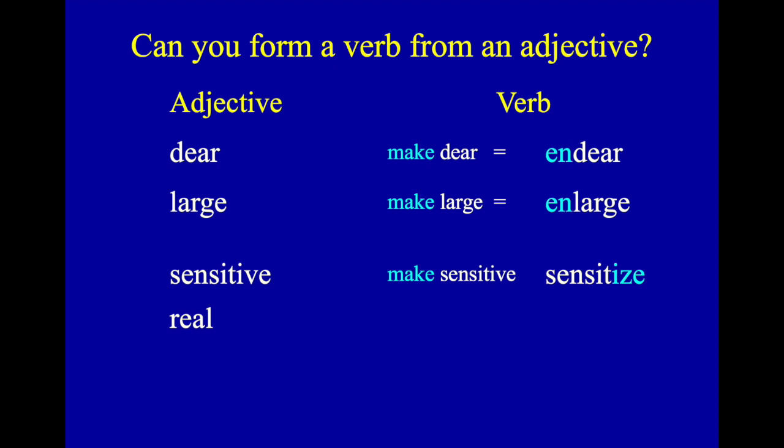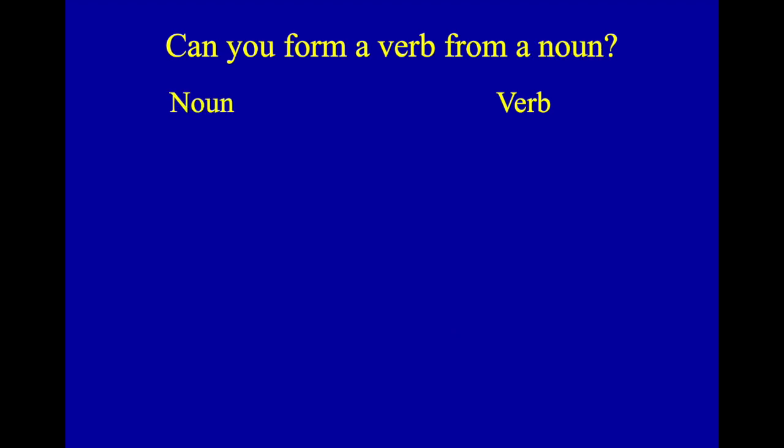Another one would be an adjective, real, right? You are real to me, or this situation has become real to me. That's an adjective, but to make real would be the verb, right? And how do we say that? We say realize. Like I have realized, which means it has become real to me. It seems real to me now.